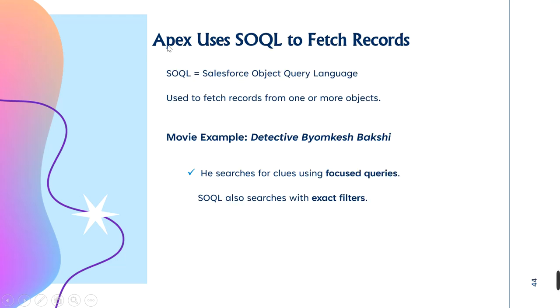Okay, so the next point, Apex uses SOQL queries to fetch the records. SOQL is nothing but Salesforce Object Query Language. It is used to fetch the records from one or more objects. There is a movie where the detective searches for clues using focused queries, similar to how SOQL searches with exact filters.